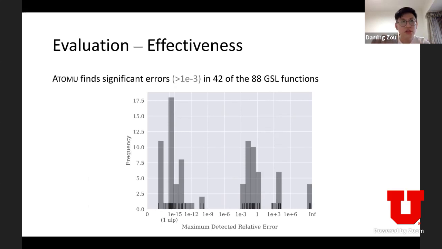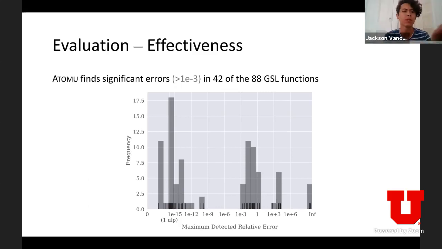And actually, this is all of them I can find, and there are about 107 functions, and there are 88 of them for which we can find an oracle function. We need an oracle, not for Atom, but to validate our result. So we finally chose these 88 functions from the GSL library.